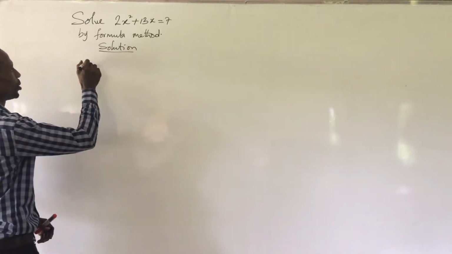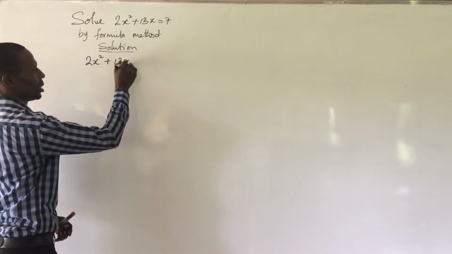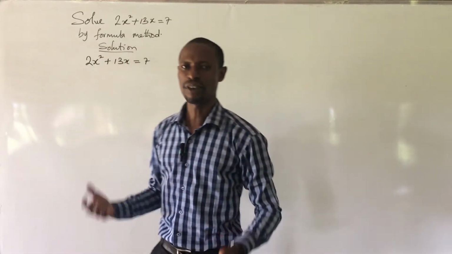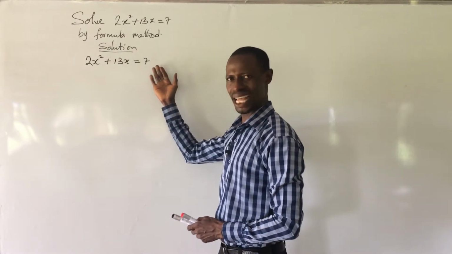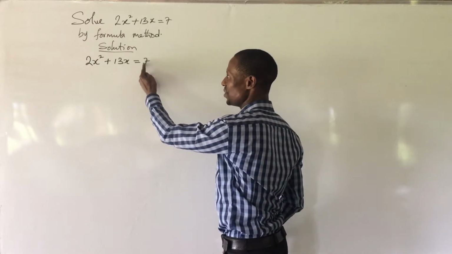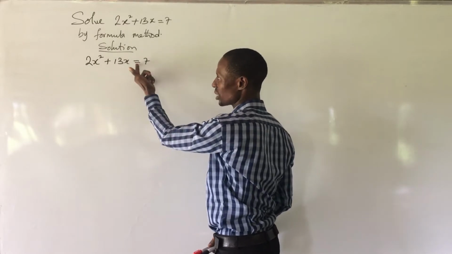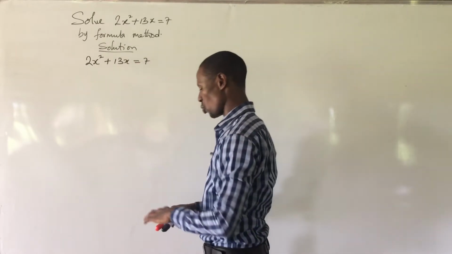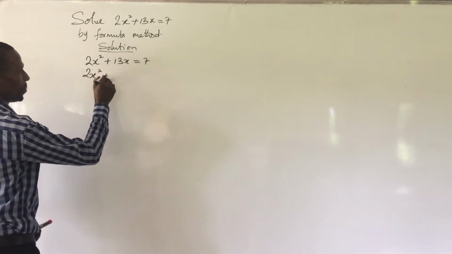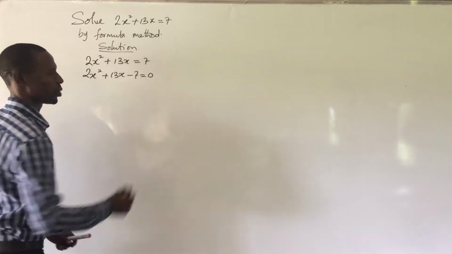The question says 2x squared plus 13x all equal to 7. And because we are using the formula method, we have to take all the terms on the right hand side to the left hand side. And here we have an invisible plus. So we move this plus sign to the left hand side, and when it crosses the sign of equality, it turns to minus. Hence, this will now give us 2x squared plus 13x minus 7 equal to 0.